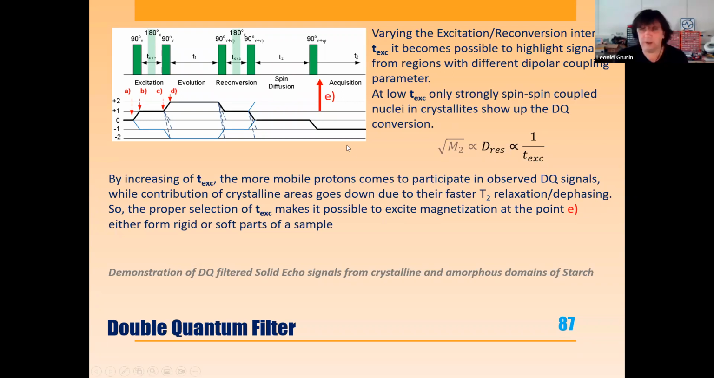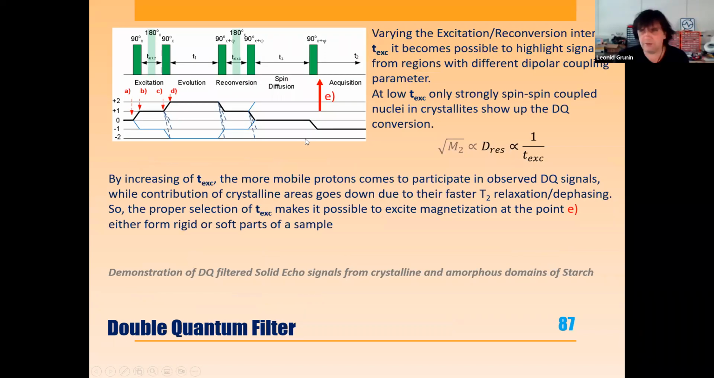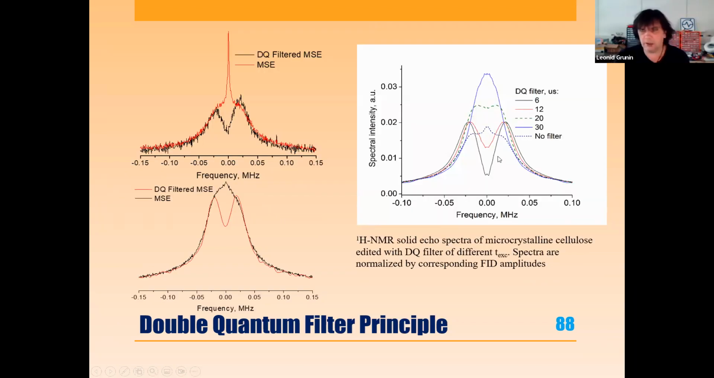The longer this time, the less coupled dipolar systems we observe. It means that if we use a short excitation time here, we can filter out and look only at crystallites. If we increase this, then we will be able to look at the amorphous regions, and the crystallites will not be visible. I will show you also this picture, how we align different signals, so we can modify this double quantum filter time. This is tau excitation. The shape of the dipolar line is changing.